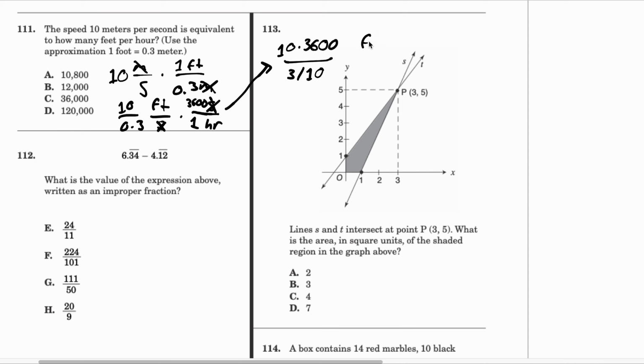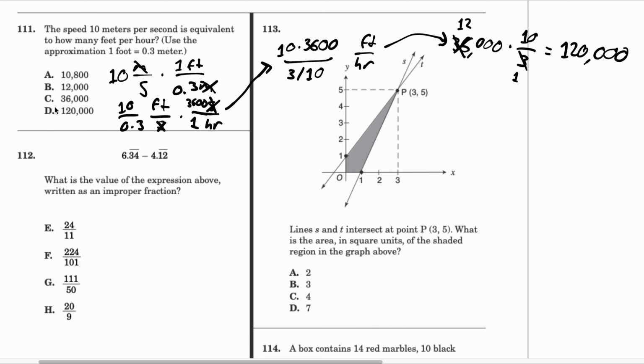And this would be feet per hour. And we can just do the simplification. So this is 36,000 times 10 over 3. So this is 1. This would be 12,000. And then this would be 120,000. So that would be D.